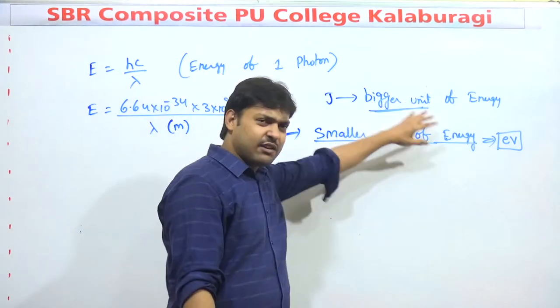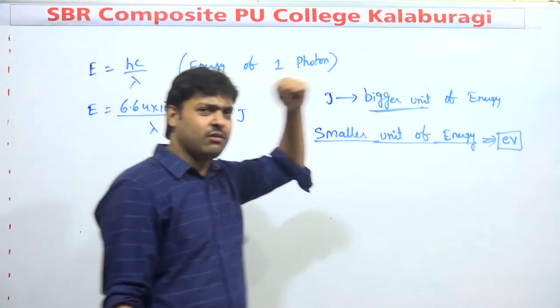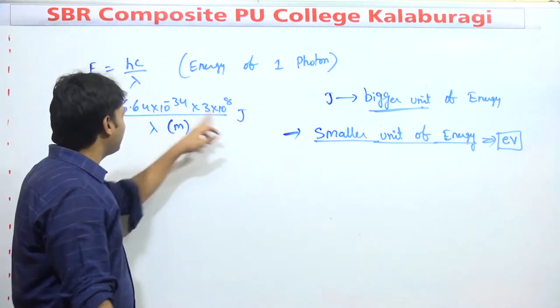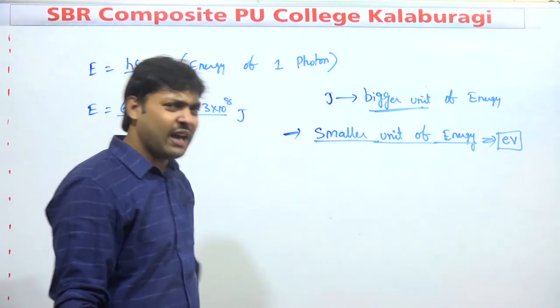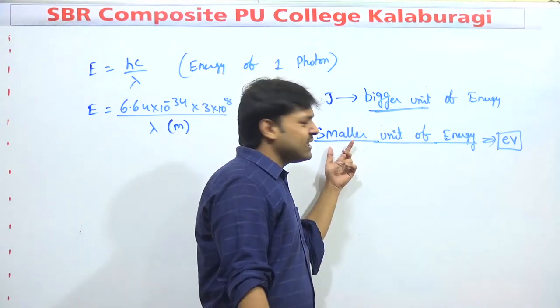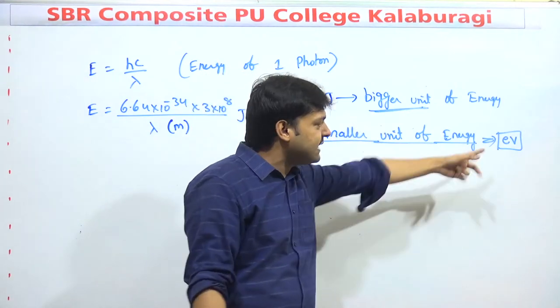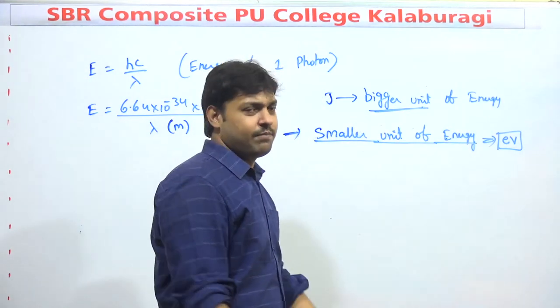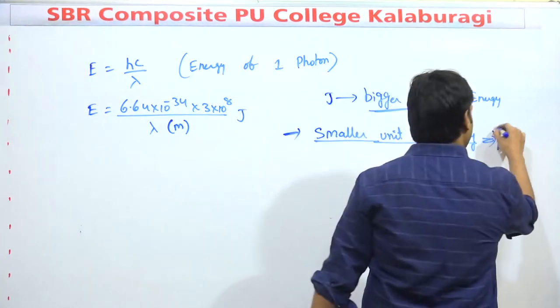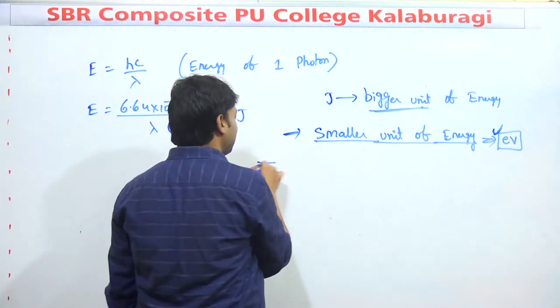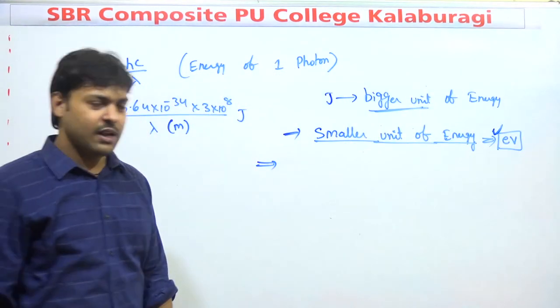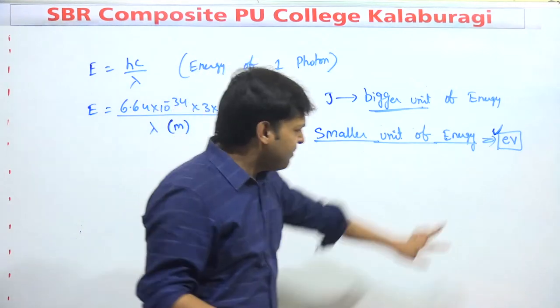So is it okay, why we are not using this joule? That is a bigger unit. So here we have 10 to the power minus something. So that's why we are introducing a very smaller unit of energy, that is nothing but electron volt. Now what do you mean by that electron volt? We have to see. Simple, simple.